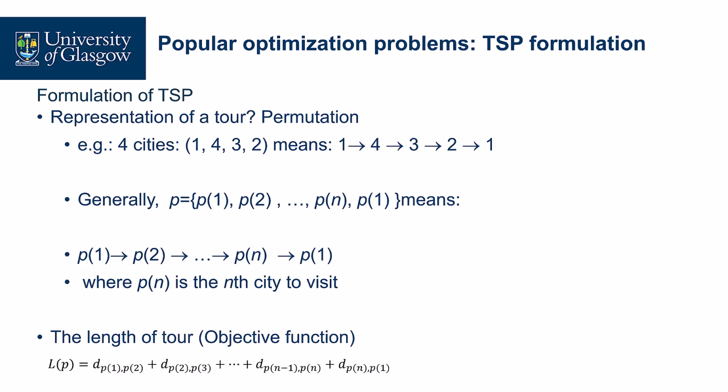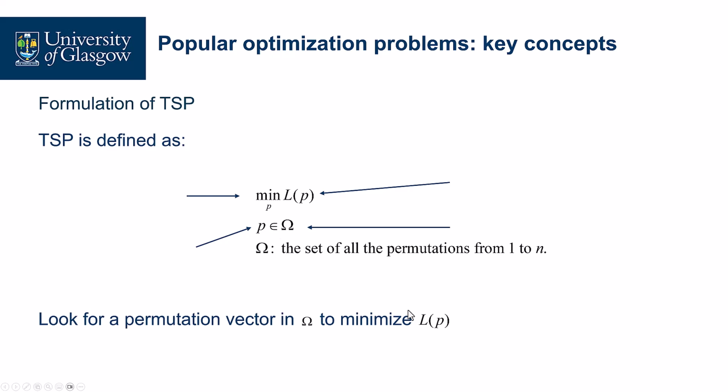So let's summarize this problem. We want to minimize the total distance L(P). The control variable is P, right? P belongs to Omega. Omega is the set of all the permutations from 1 to n, right? The best P must be among all the permutations from 1 to n. So we want to find the best one to minimize L(P), right?